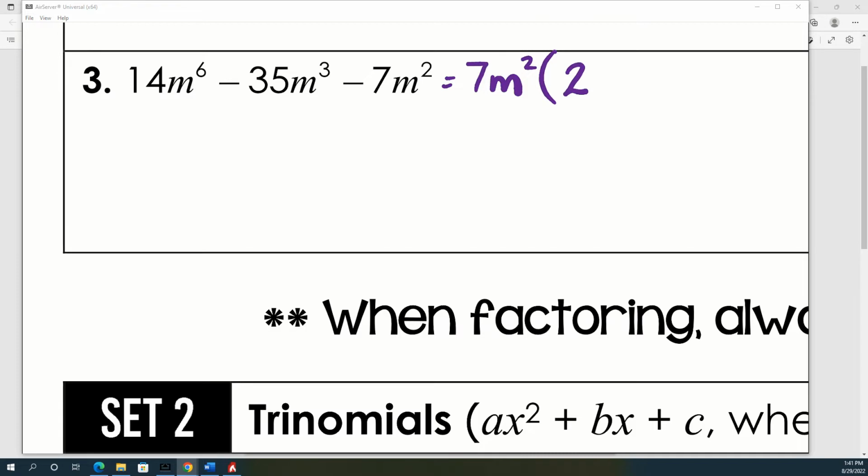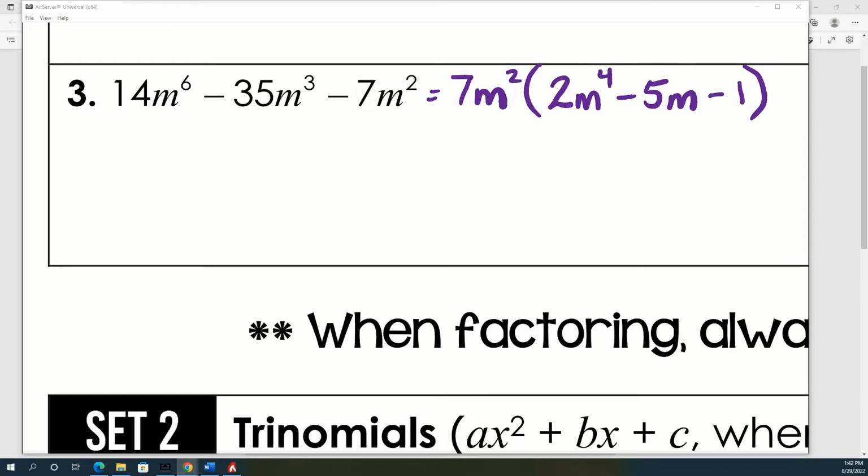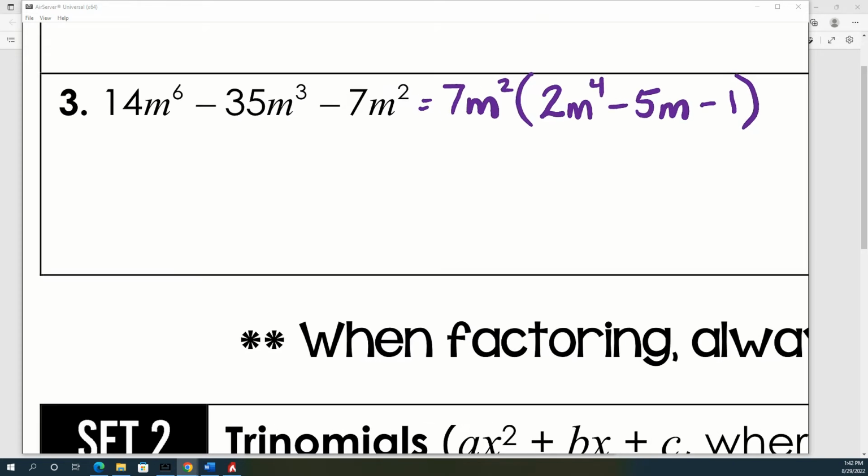So 14 divided by 7 is 2. m to the 6th divided by m to the 2nd, we are subtracting the exponents. It's going to be m to the 4th. Okay. And then the next term, we divide, and we're going to get 5. Subtract the exponents. It's going to be m to the 1st power, or just m. And then negative 7m squared divided by 7m squared is just going to leave you with negative 1. So if it all factors out, then you do have to put a 1 there. So we know we've factored out a common factor correctly if you can multiply this back out and get this.